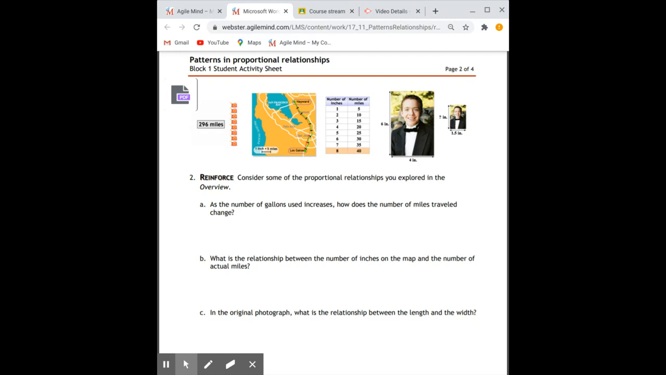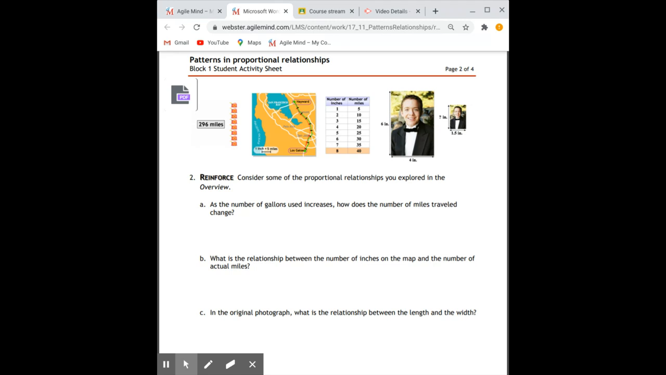Not quite sure. All right. Who can help him out? How much farther can we go with one more gallon of gas? Would it be 37? It is 37 because 296 divided by 8 is 37. So for every gallon of gas, we can travel 37 more miles. All right. So the number of miles traveled changes by 37 miles per gallon of gas.